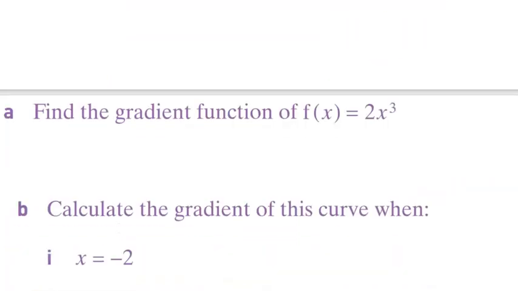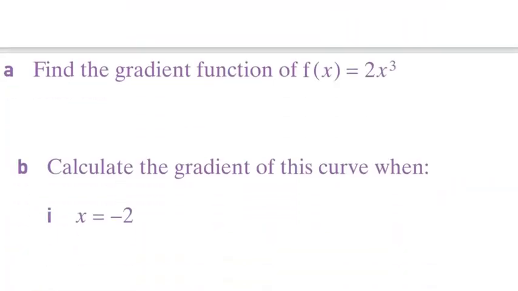So for example, I have a few examples. Find the gradient function of 2x cubed. The gradient function here of 2x cubed means that we just have to differentiate 2x cubed. For differentiation, we're going to bring this 3 here, so it's going to be 2 times 3, which is 6. And then this power, we're going to subtract 1 from it. So it's going to be x to the power of 2.